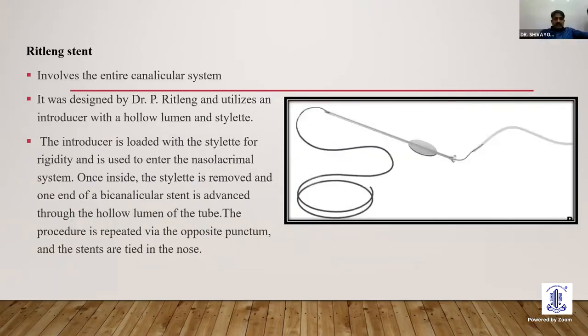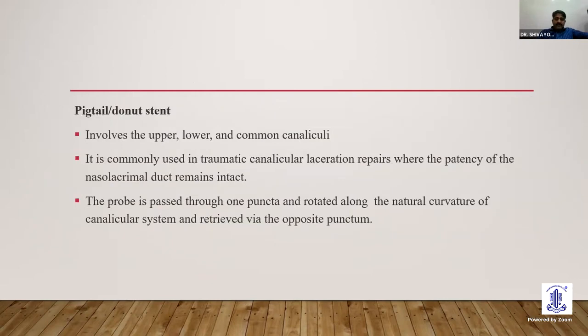Next, the Ritleng stent was designed by Dr. Ritleng. It has a stylet. It's again a bicanalicular intubation, and once it is inside, the stylet is removed, and one end of the bicanalicular stent is advanced through the hollow lumen of the tube, and it's repeated via the opposite punctum. Not much of use nowadays. The pigtail donut stent involves the upper and lower common canaliculi. It's commonly used in traumatic canalicular laceration repairs where patency of the nasolacrimal duct is intact.